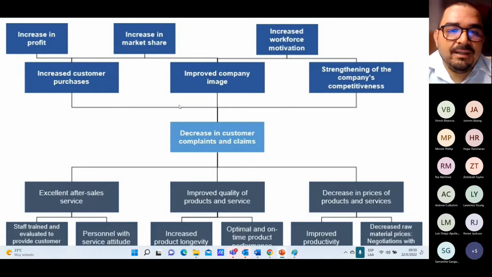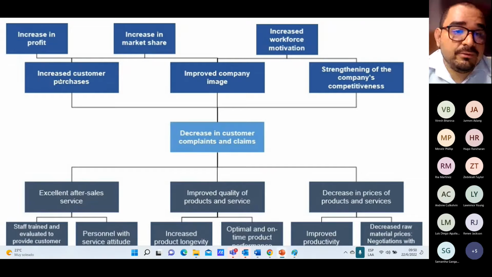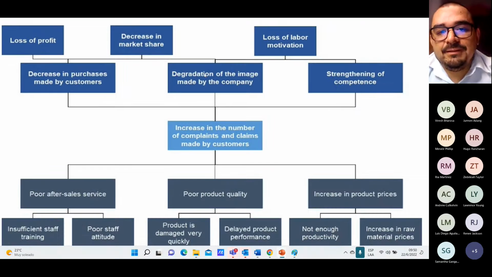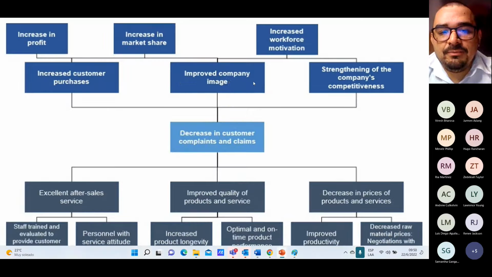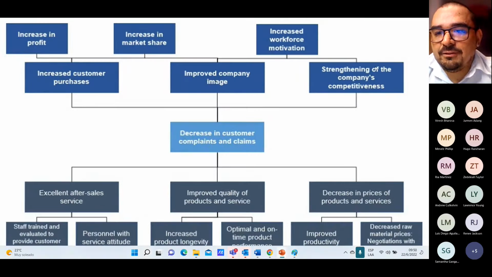And in the case of the effects, for example, decrease in purchases made by customers becomes increased customer purchases. Degradation of the company's image becomes improved company image, and strengthening of competence becomes a strengthening of the company's competitiveness in the objective tree.